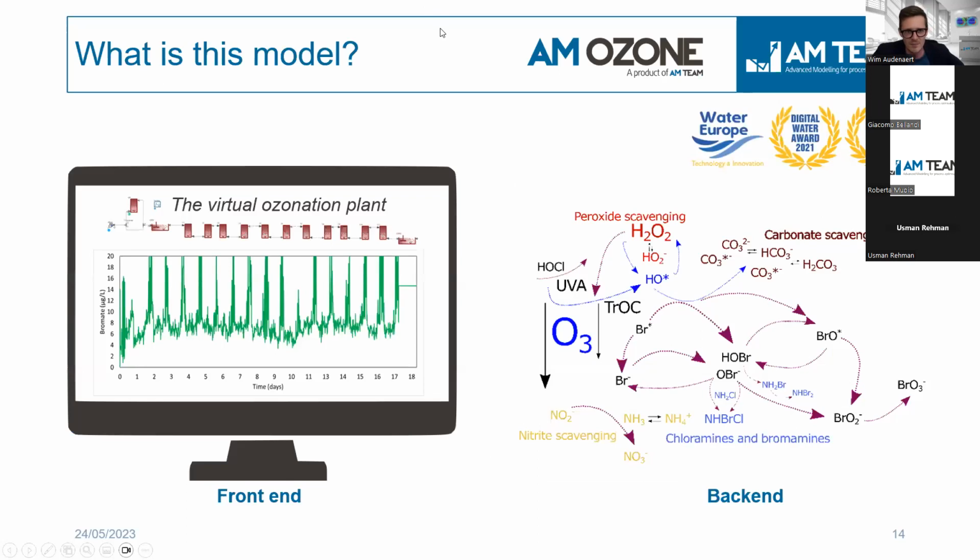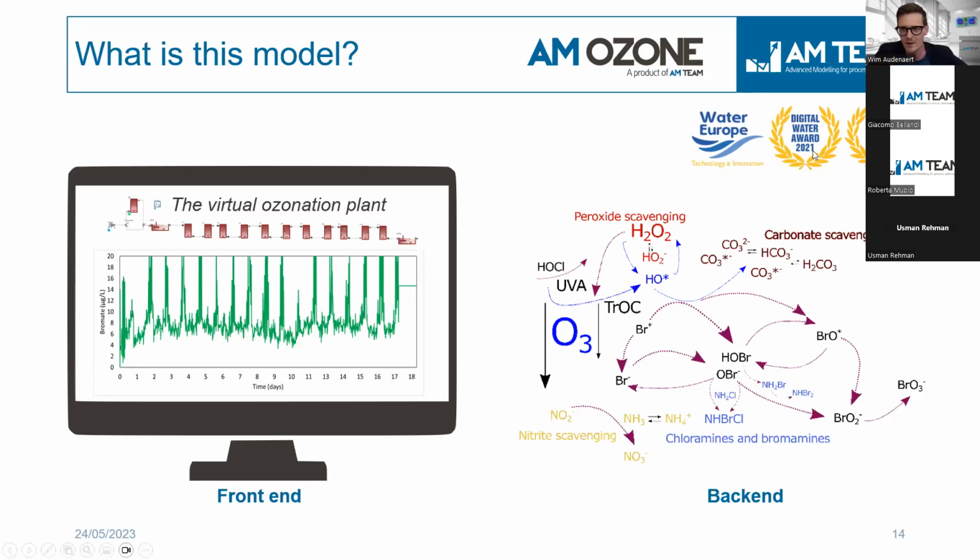So this is why we have been building AMOZONE, which is a process model that contains a lot of chemistry. You can see that here. This is very complex. We will not go into detail, but all these equations are in there. So it's a mechanistic model, not a data-driven model. But the front end looks a bit more simple. It is a virtual plant that is displayed here, and it gives you some outputs as a function of time or averages, for example, in this case, bromate.